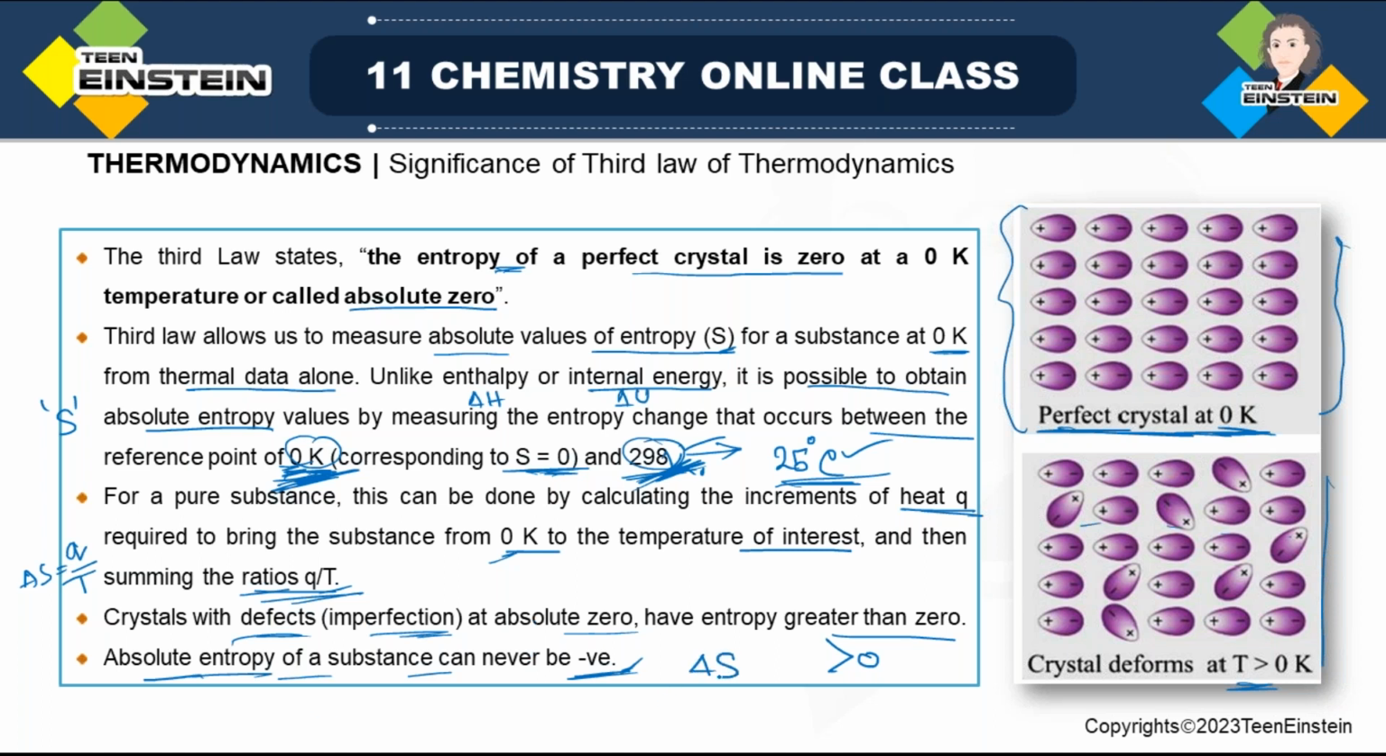Yes, del S negative is possible, that is fine. Change in entropy can be negative, but the absolute entropy of a substance can never be negative. Fine.